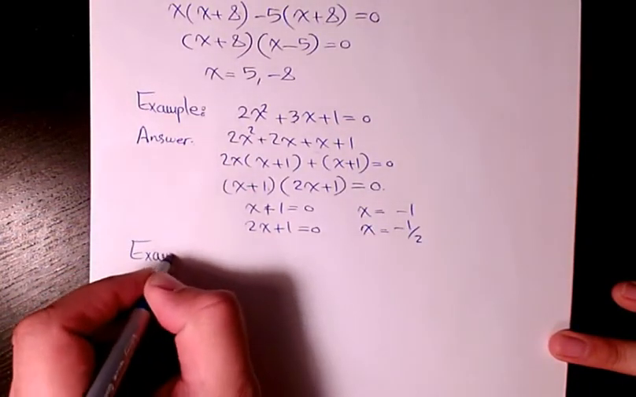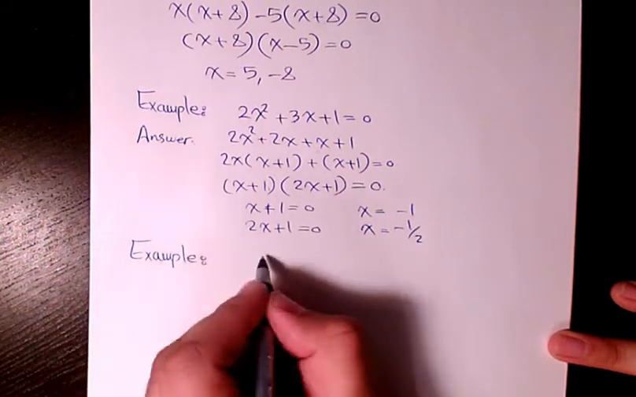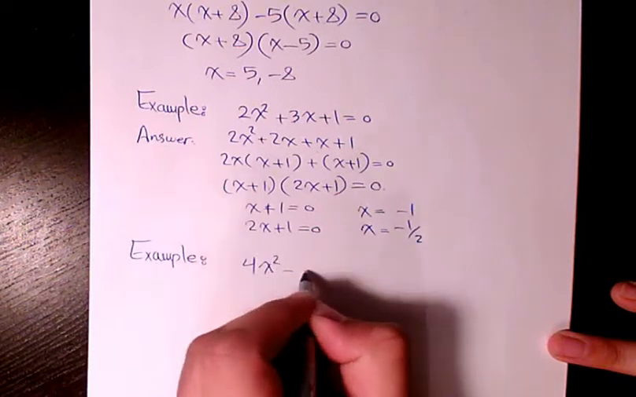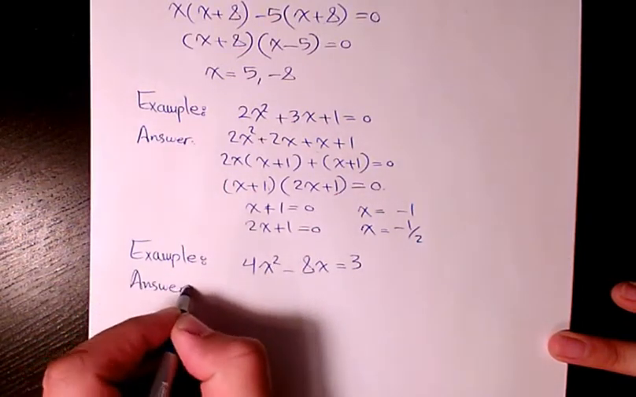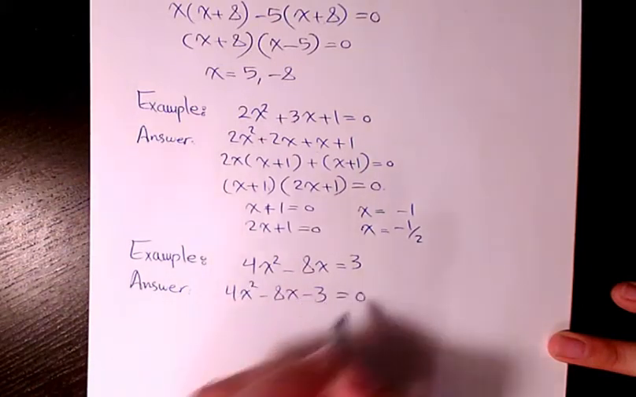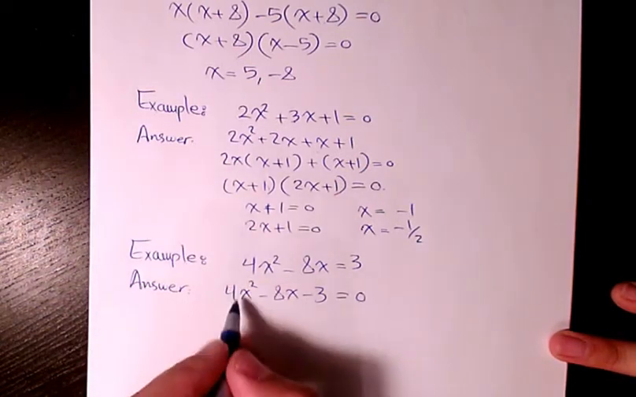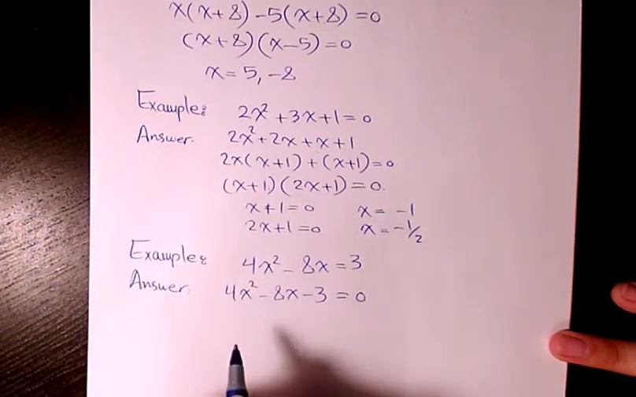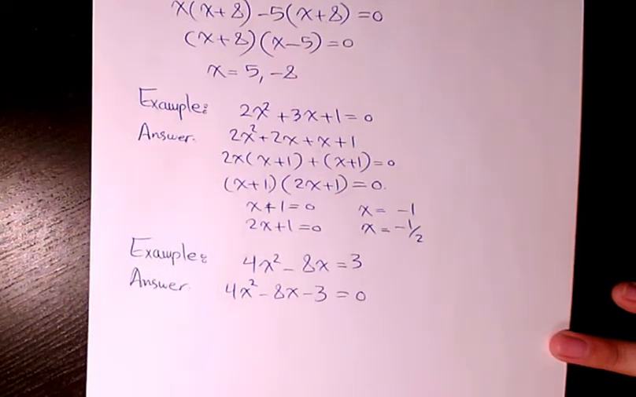Next example. 4x squared minus 8x equals 3. The answer: we have 4x squared minus 8x minus 3 equals 0. So 4 times negative 3 is going to be negative 12. So we are looking for two numbers that multiply to negative 12 and add to negative 8.